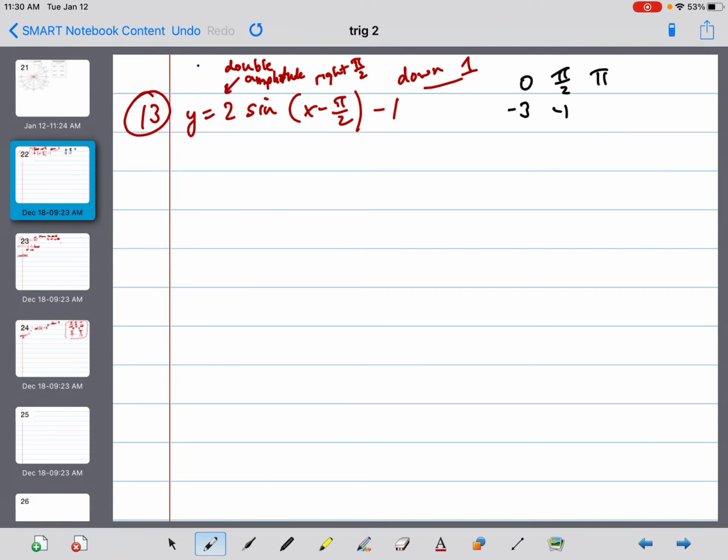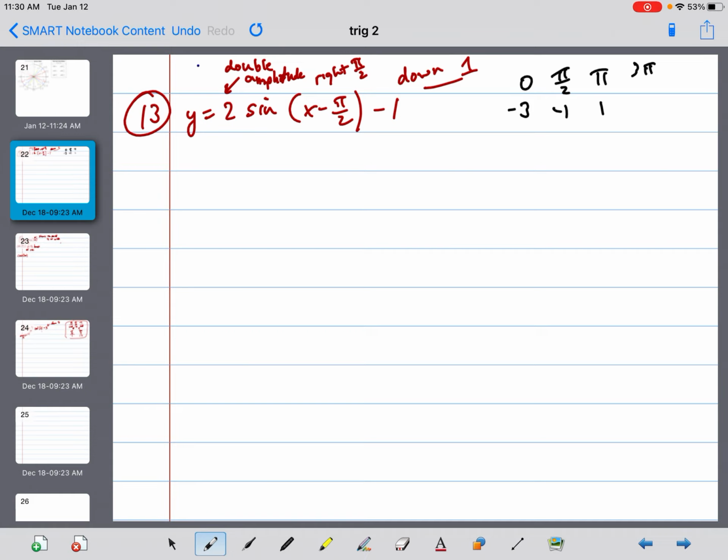At pi itself, pi minus pi over 2 is pi over 2. The sine of pi over 2 is positive 1, and 2 times 1 is 2, and 2 minus 1 is positive 1. So it reaches its peak at pi.